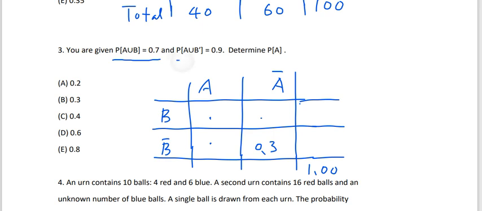And this one is A or B bar, where B prime is just B bar. So where is A or B bar? That's A, and B bar, this. So these 3 cells are 0.9, which means this one is 0.1. So we find this is 0.4 and here 0.6. So for A it is 0.6.